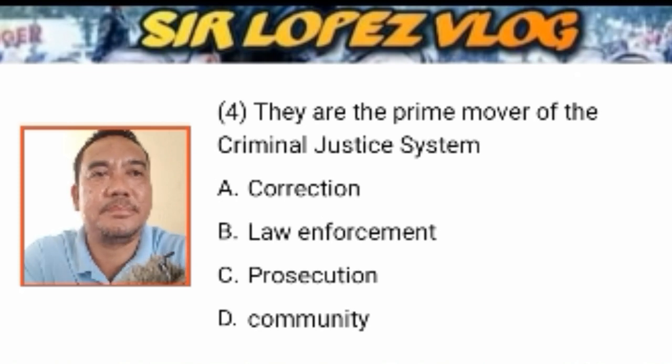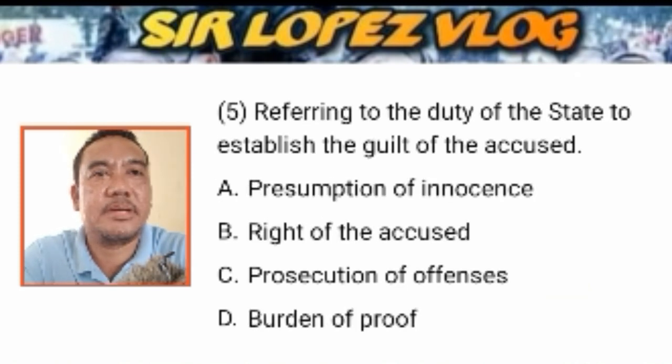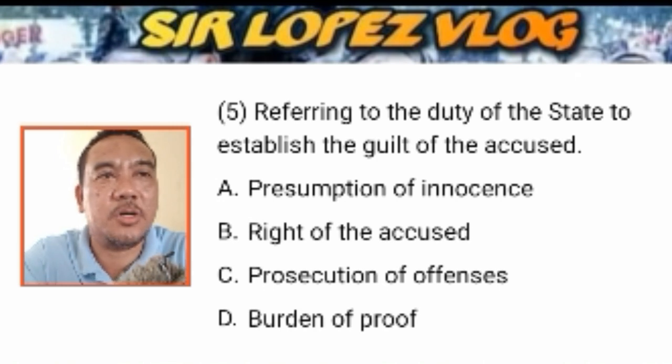Number 5. Referring to the duty of the state to establish the guilt of the accused. A, presumption of innocence. Letter B, right of the accused. Letter C, prosecution of offenses. Or letter D, burden of proof.